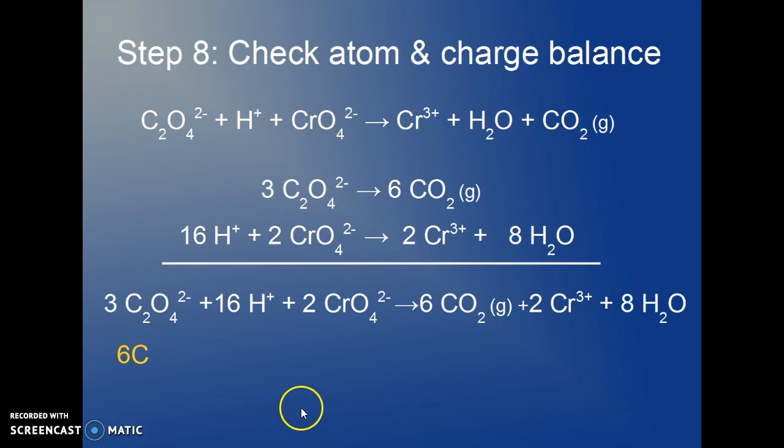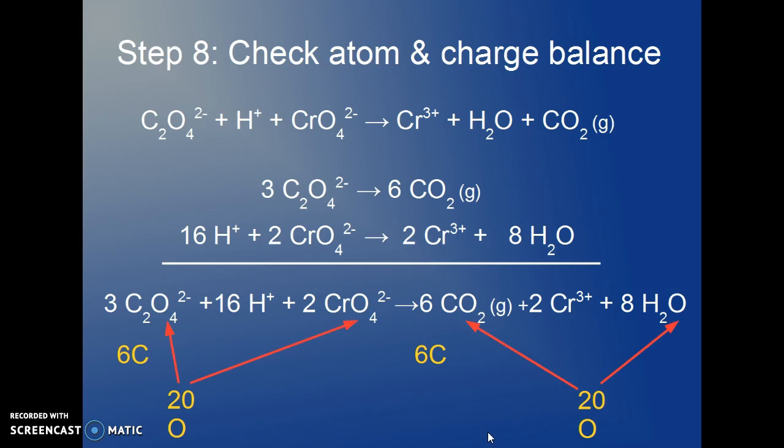We have 6 carbons on the left, we have 6 on the right. We have 20 oxygens between the 2 species on the left, and we have 20 oxygens between the carbon dioxide and oxygen of water on the right. We have 16 hydrogens on the left and the right, and we have 2 chromiums on the left and on the right. We are now working with a completely balanced chemical equation, a net ionic equation, for the reaction of oxalate and chromate in an acid medium.